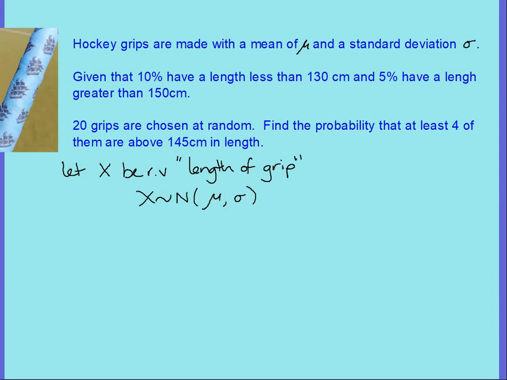Great. But what do we know? So given that 10% have a length less than 130, let's draw our distribution x. So we don't know that, but we know 10% are less than 130. So I put 130 here. That must be 0.1. We also know 5% have a length greater than 150. So if I put 150 here, you know that is 0.05.